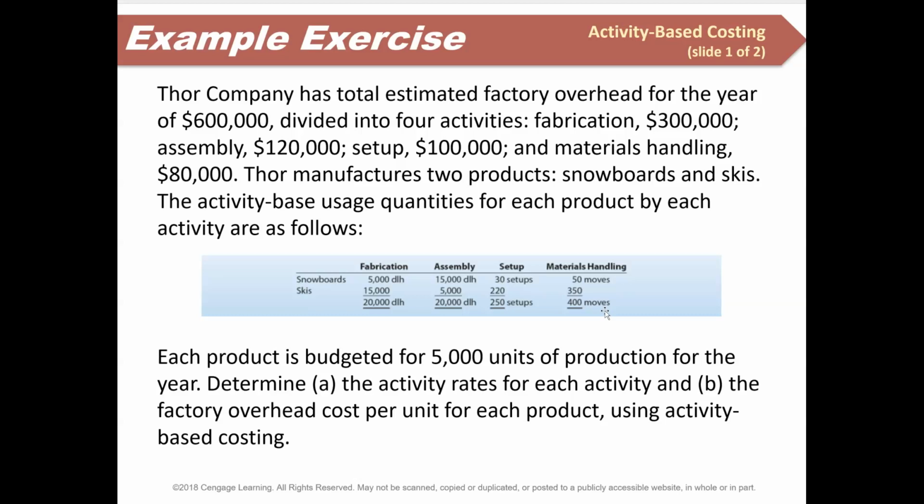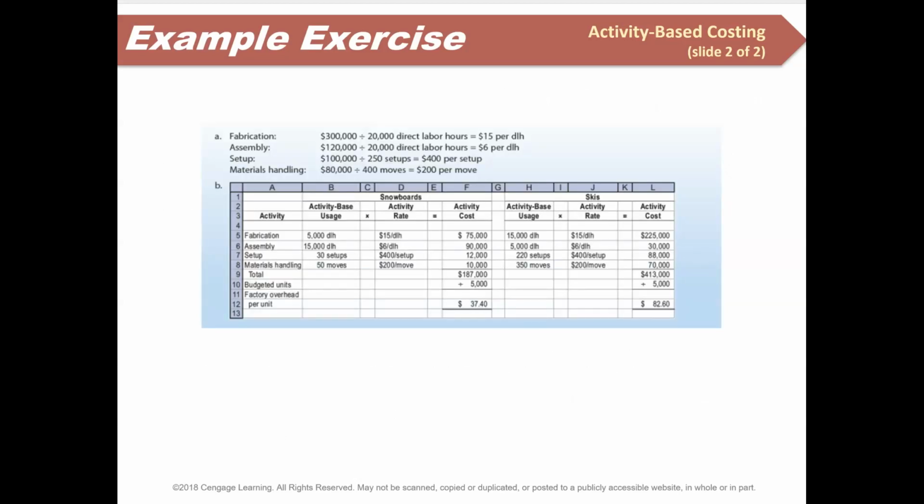Now each product is budgeted for 5,000 units of production, and we want to calculate the activity rates and the factory overhead cost per unit using ABC costing. So here's for fabrication: 300,000 divided by 20,000 hours, $15 per direct labor hour. Assembly, 120,000 divided by 20,000, $6 per direct labor hour. For setup, 100,000 divided by 250 is $400 per setup. The materials handling, 80,000 divided by 400, $200 per move. So that should give you an idea.